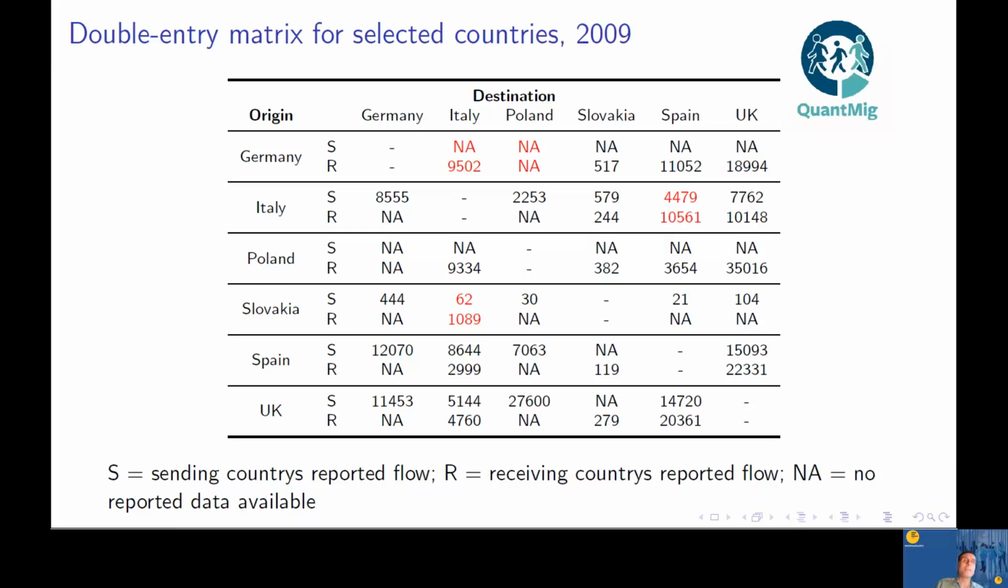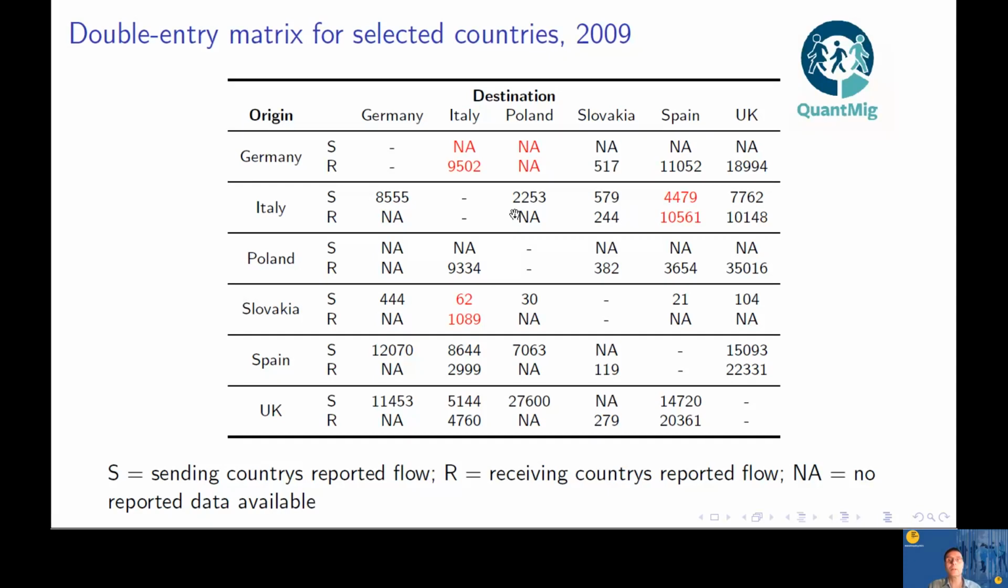We have data from the sending and receiving country. So it comes in the form of what's called a double entry matrix. So for example, if we're looking at the flows from Italy to Spain, then Italy, the sending country, may provide a report, and Spain, the receiving country, may provide a report. So in principle, each flow can be reported by the receiving or sending country, and these will not necessarily agree.